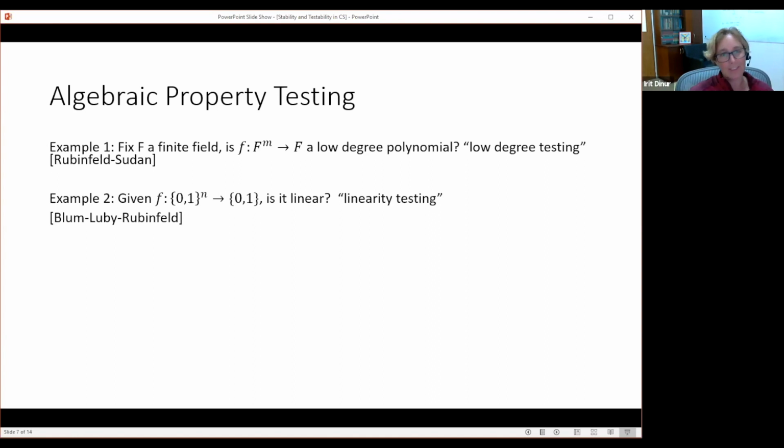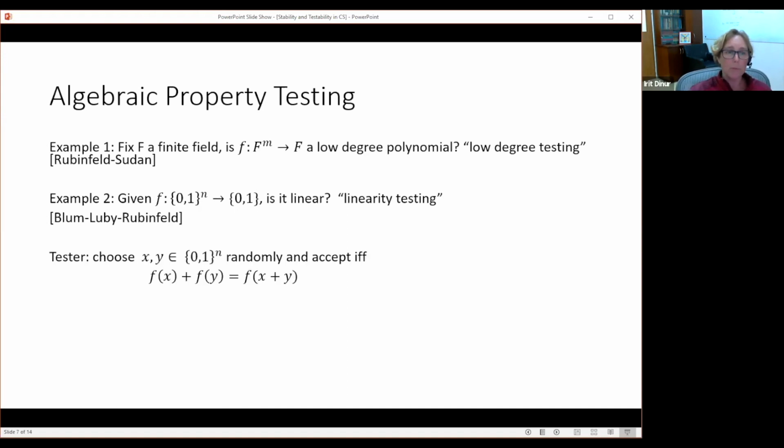Another question, which you can view as a special case, is if the finite field happens to be just a field of 2 elements and the low degree happens to be degree 1, then what we have is just, given a function, is it linear? Can you write it as a linear function? And this is also one of the first property testing results and a very famous result. It may look trivial to you if you haven't seen it, but let me talk about it a little bit.